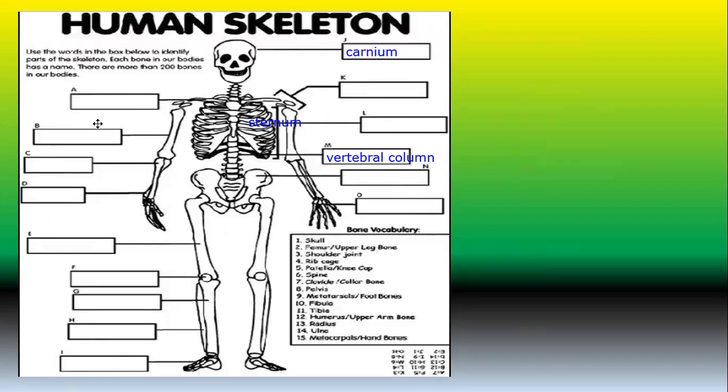Let's see. What about this one right here? Yeah, what about this one? The humerus. Very good. Humerus. Very good. All right. What about this one here? The radius, or the ulna. This is the radius, you sure? All right, so it's the radius, you're correct.